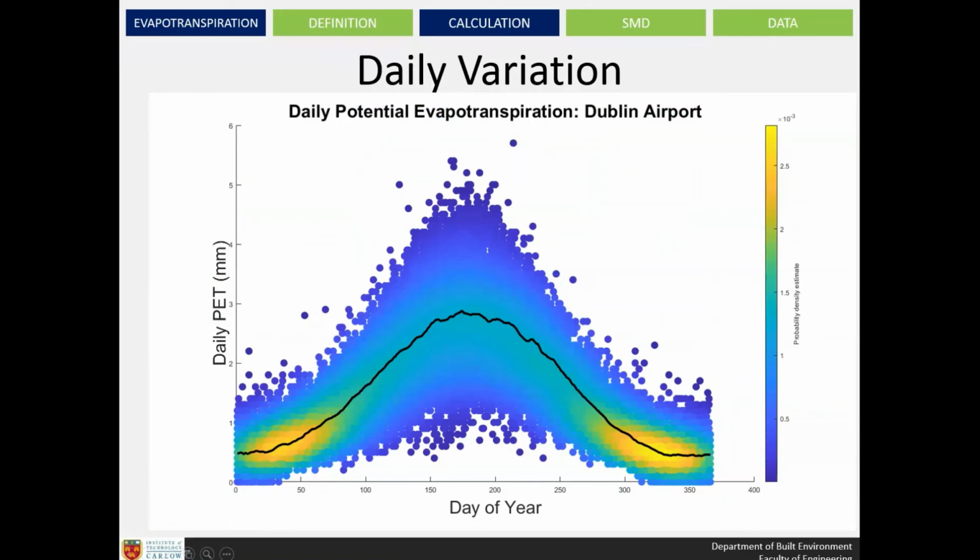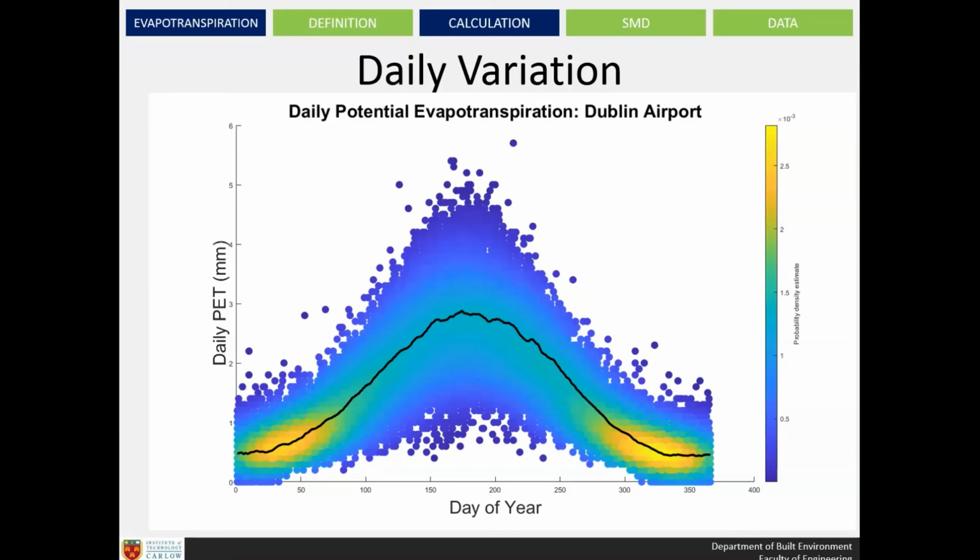And it also can vary a lot daily. This is a plot of the long-term daily potential evapotranspiration from Dublin Airport. You can see with the black line, that's the mean, so you can see the seasonal variation. It peaks in the summer months, but you can also see that day to day there can be a lot of variation. As there's a lot of variation in weather conditions, evapotranspiration can vary a lot day to day. And it's important to understand that that's reference or potential evapotranspiration. That's the maximum rate at which it can occur for that reference crop.